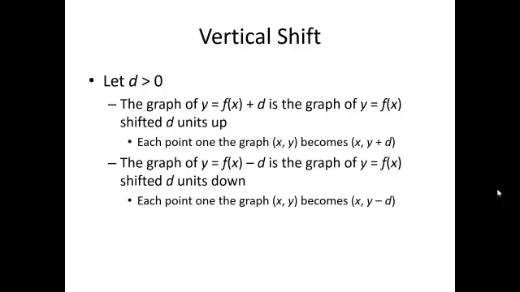If we want to do a shift down, we're going to take y is equal to f of x minus d. This is going to be the graph of y is equal to f of x shifted d units down. So each point on the graph, (x, y), is going to become (x, y minus d).